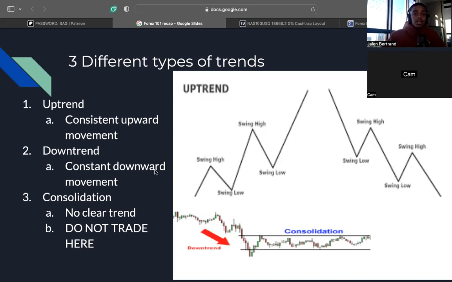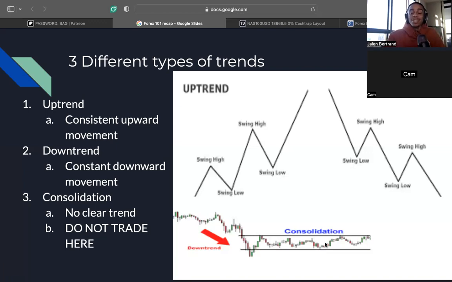And then consolidation is clear, or it's literally no clear trend. It's this right here. Oh, my bad. I'm paying attention. Oh, I got you. I got you. Appreciate you, bro.